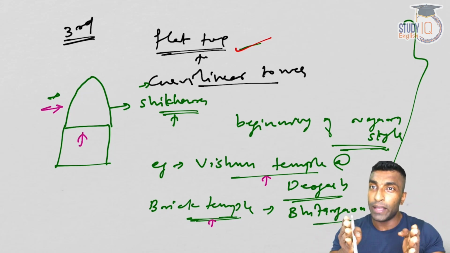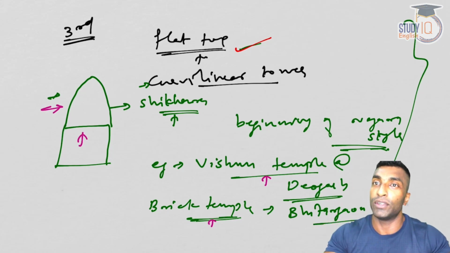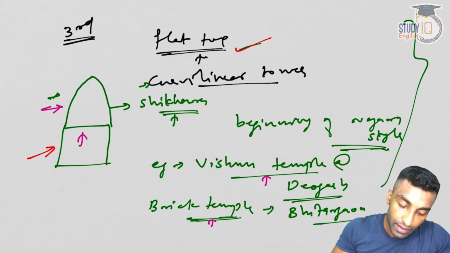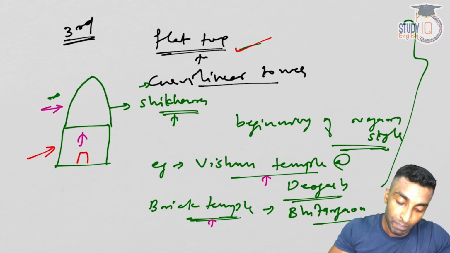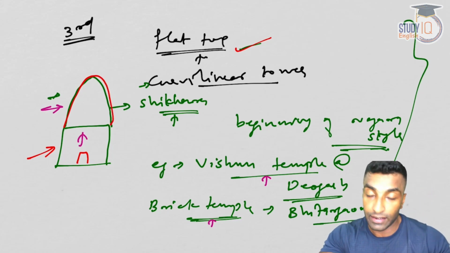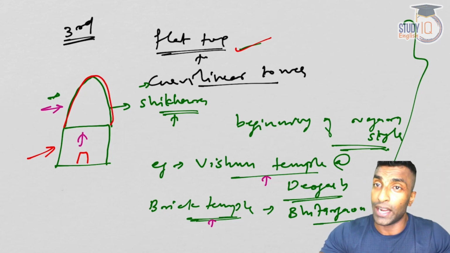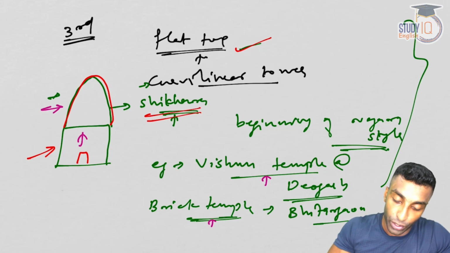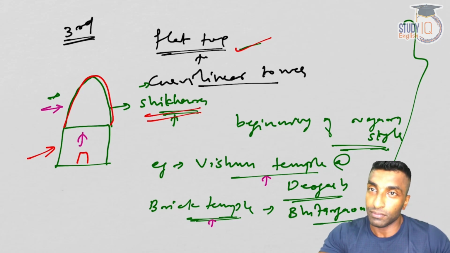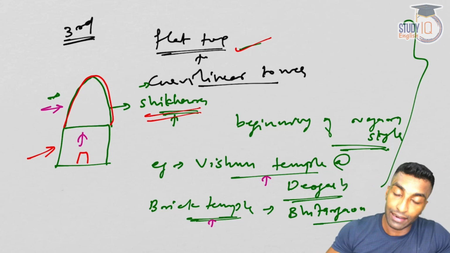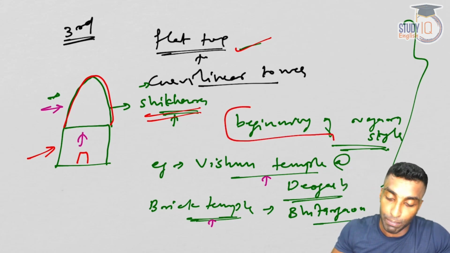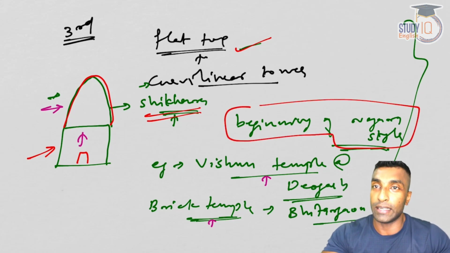And then there will be a curvy linear tower which is going to be attached with this. Like you can see here, flat roof, and here the deity will be there, and this is the curvy linear tower which is going to be attached, and this curvy linear tower is what you call as shikhara. Okay, so this is shikhara, and this is marking the beginning of Nagara style of temple architecture.